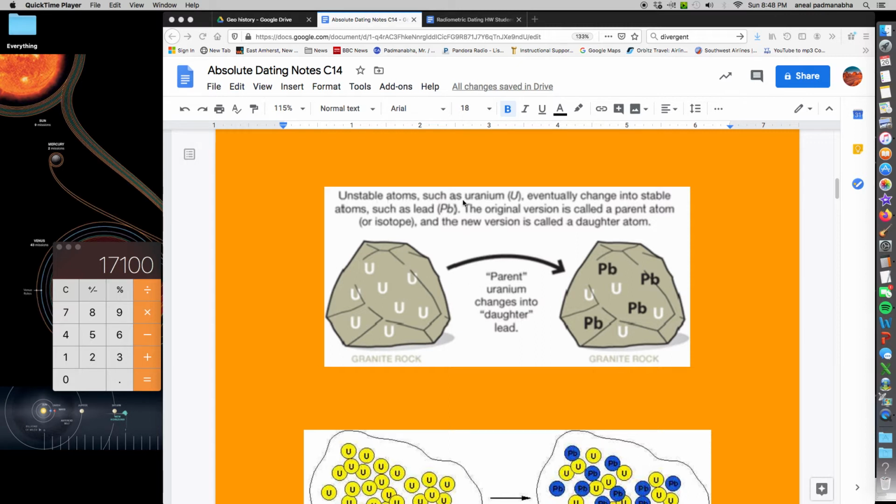So unstable atoms such as uranium eventually change into stable atoms such as lead. The original version is called the parent atom or the isotope. It goes into the new version, the stable form called the daughter atom. So if we have a rock right here and it has 1, 2, 3, 4, 5, 6, 7, 8 uraniums, if it undergoes one half-life, that means half of these uraniums are going to turn into lead.